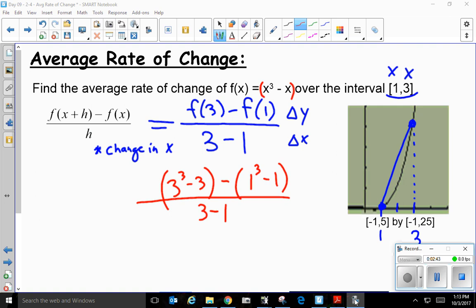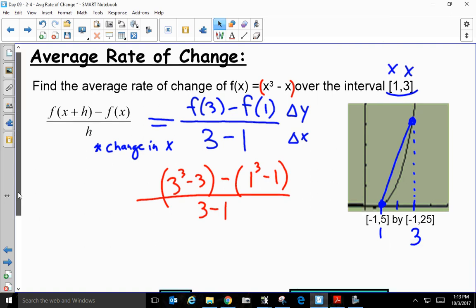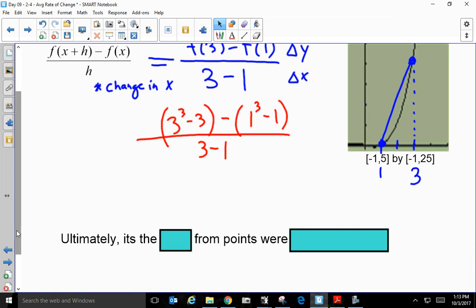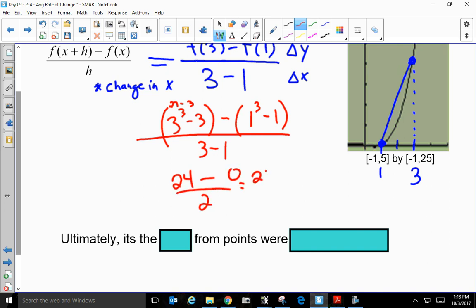All right? So what is the top left parenthesis going to end up equaling? Multiply it by itself. So 3 cubed, yeah, it was 27 minus 3. So I've got 24 minus, well, 1 minus 1 is 0, all over 2. So I got 24 over 2, which is 12.